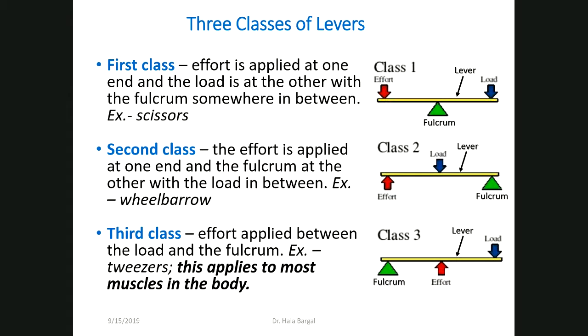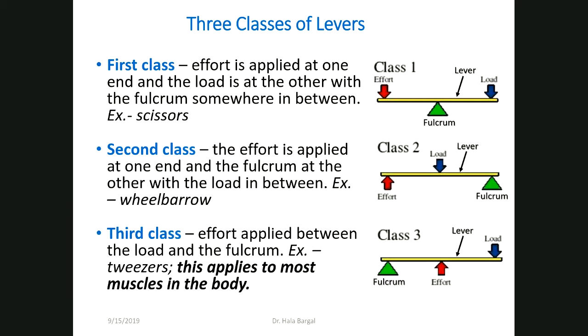Okay, understand? The bone represents the lever. The joint represents the fulcrum. The effort is done by contraction of the muscle. The load is something you carry, anything you lift. Let us apply this on, for example, the upper limb.